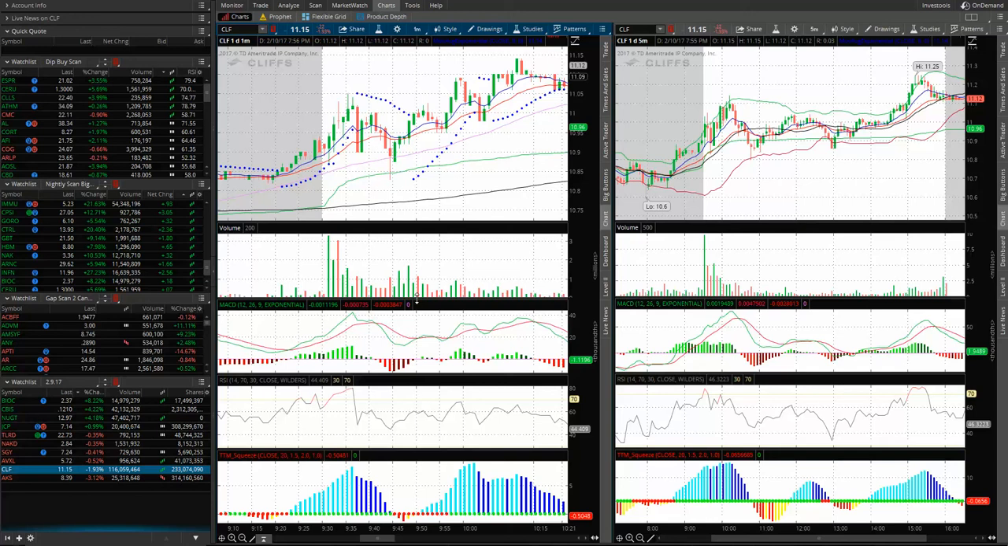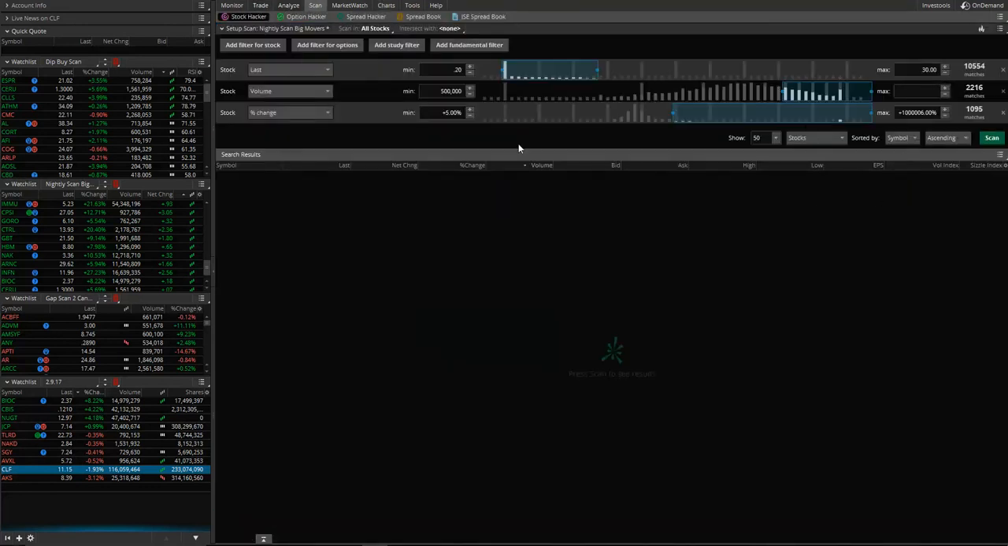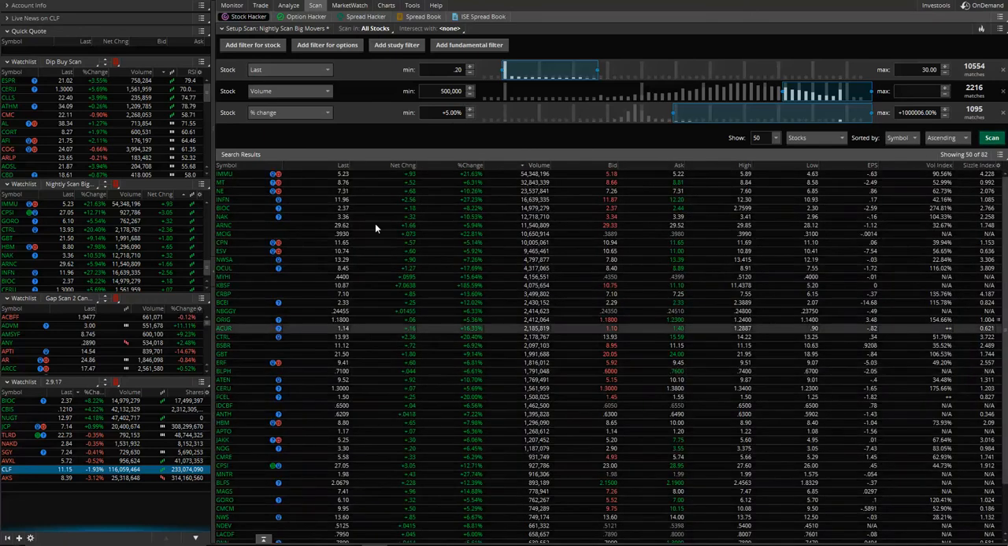All right. So for those of you that see my videos, let me go to scan, and basically this is my criteria when I build my watch list. I look for stocks between 20 cents and $30 that have a minimum of 500,000 shares that are up 5% and really no max. You hit scan and it gives you a list of stocks. Showing us 82 stocks, so the market was pretty hot Friday.